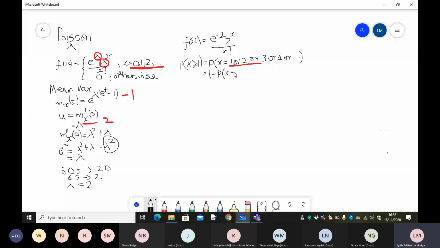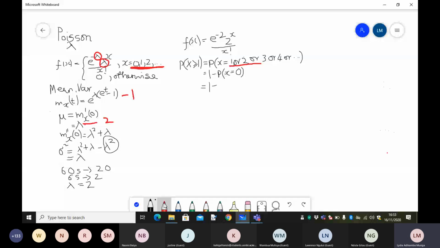Because you see, the values of x for the PMF start from 0, 1, 2, and so on. Now we are considering all other values except when x is equal to 0. Because the maximum value of probability is 1, the probability we want is the same as 1 minus the probability of x is 0. And so we shall substitute in our PMF the value x equal to 0.